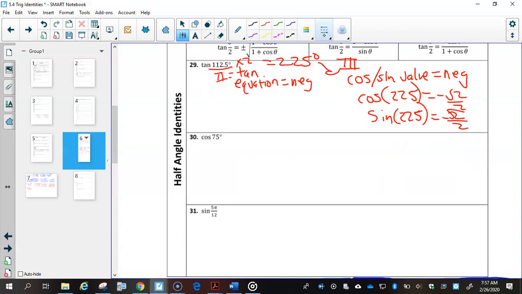Let's do this cosine one. Cosine of 75. Where would 75 be on your unit circle? In the first quadrant. So that's going to tell us that our cosine equation is positive.